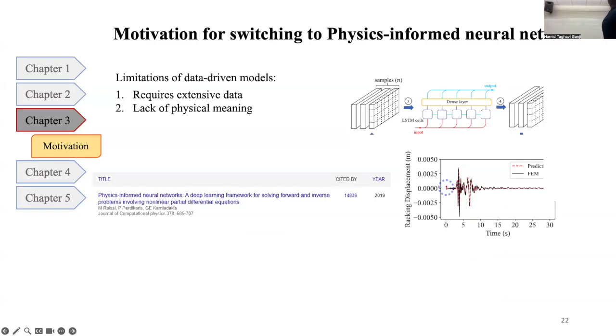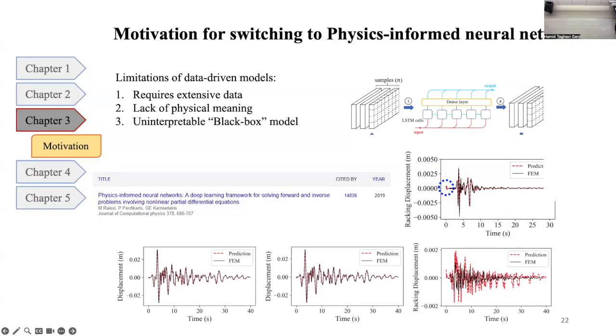The second reason is that the LSTM model or data-driven model suffers from the lack of physical meaning. For instance, in all of our predictions, we notice that there is a small jump at the beginning of all the predictions. It means that the model cannot understand the system is initially at rest and the displacement and the velocity at time zero should be zero.